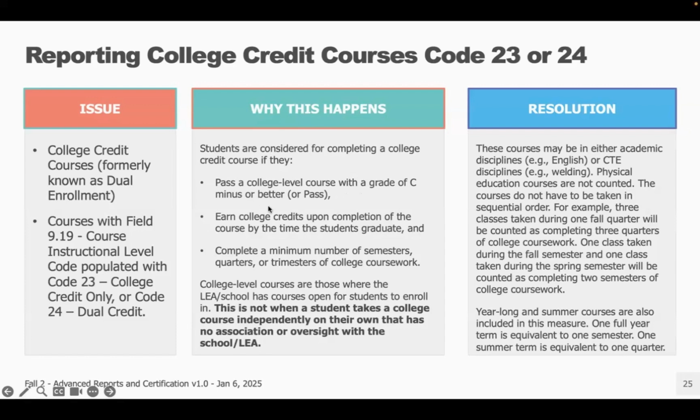So this is not when a student takes a college course independently on their own, that has no association or oversight with the school or LEA. That's really important for all of you to remember and keep in mind as you're submitting your college credit courses. And there's some additional information on this slide as well that you can review.